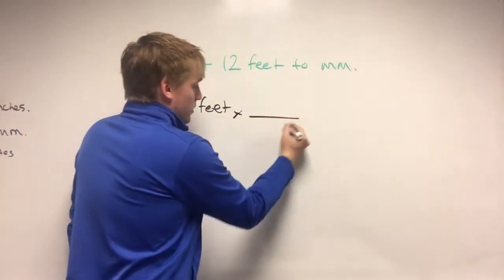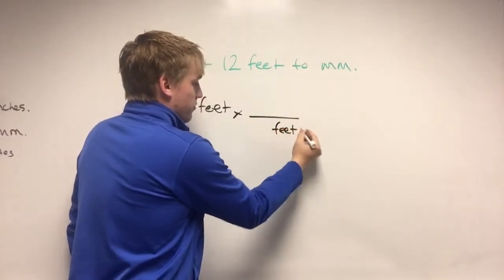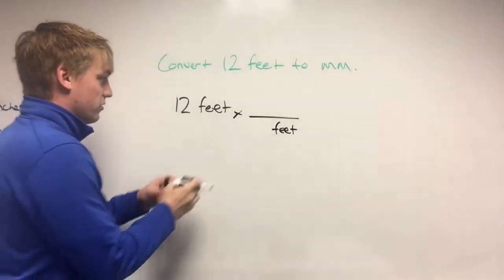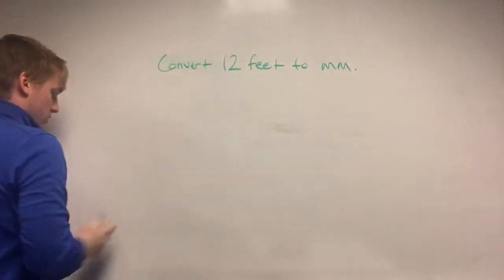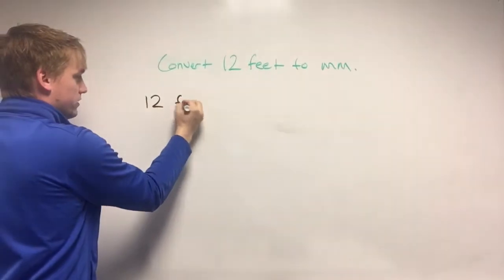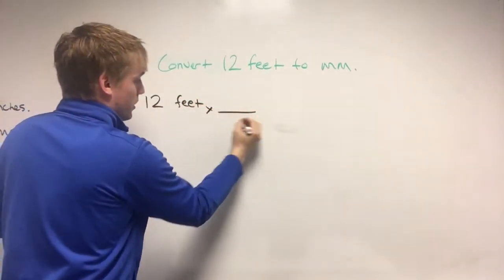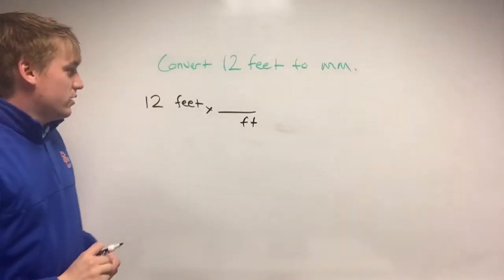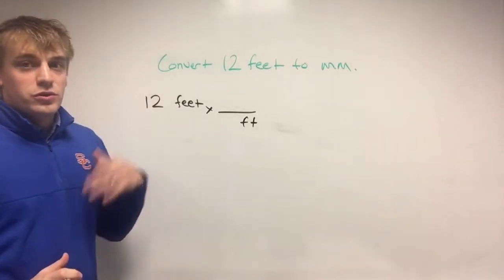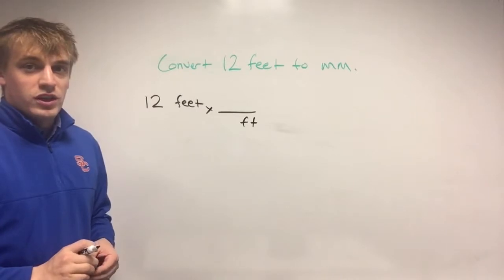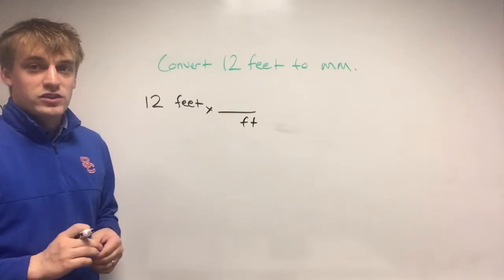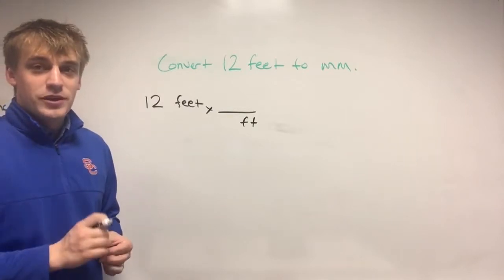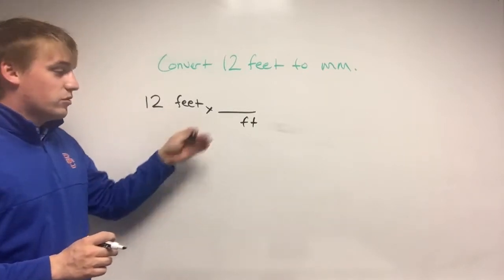We write times, line, and we know that feet has to go down there. Okay, I'm actually going to give myself a little bit more room here. So we have 12 feet times line, feet has to go down there. I'm going to abbreviate feet. Okay, so we need to get closer to millimeters, which is on the metric side. So I know I'm going to have to get to a conversion that has inches and centimeters in it. So I'm going to try to get this towards inches.